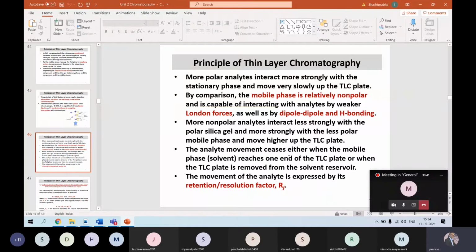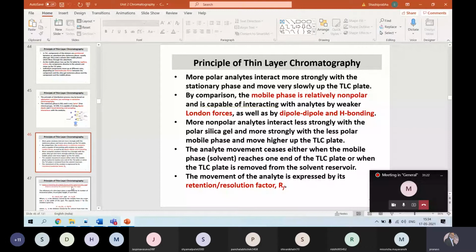This movement of the analyte is now expressed as retention factor, retardation factor, or resolution factor, and it is given by a term called RF. It is represented as RF, which is retention factor, resolution factor, or even retardation factor. These are synonymous terms which are used to express the movement of the analyte. In a way, they characterize a particular analyte. Of course, one needs to compare it with a standard.